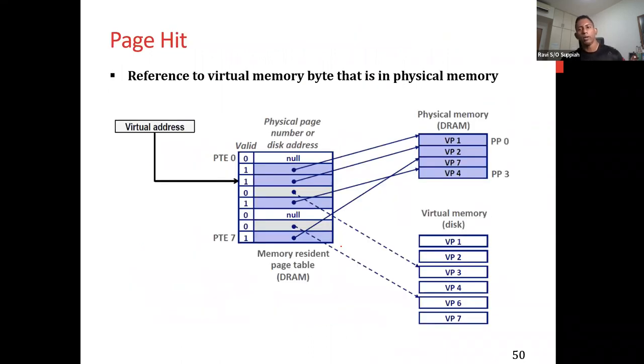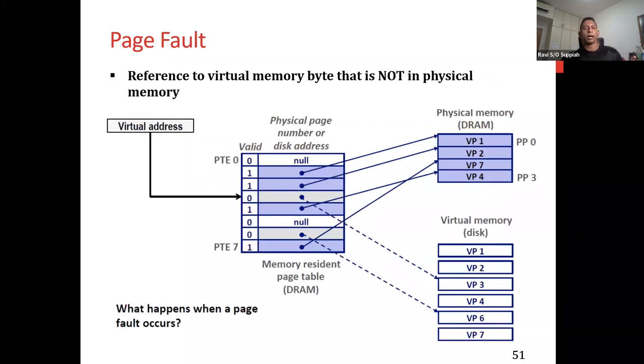So if my valid bit is set, in this example my virtual address is pointing to a place where the valid bit is one. If my valid bit is one, then I know where I'm pointing to. So I can straight away take that information in the DRAM and pass it back to my process. What if I point to an entry in the page table, but the valid bit is zero?